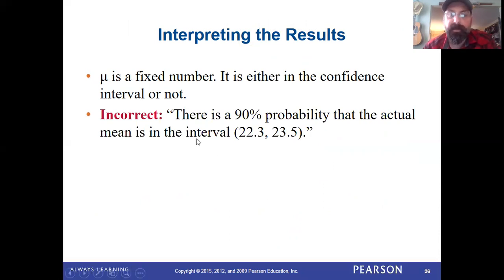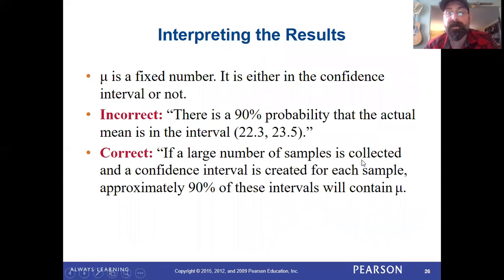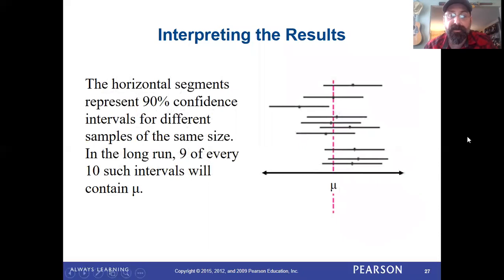The incorrect interpretation is that there's a 90% probability the actual mean is in that interval we just constructed. The correct interpretation is that if we repeatedly did this, repeatedly asked 20 people how old they were and calculated the 90% confidence interval based upon their X bars, then 90% of those confidence intervals are going to contain the mu we're looking for.